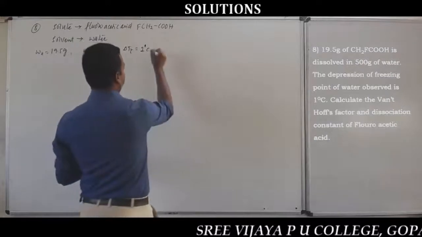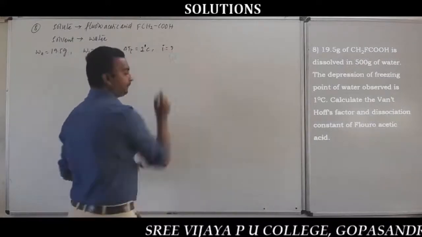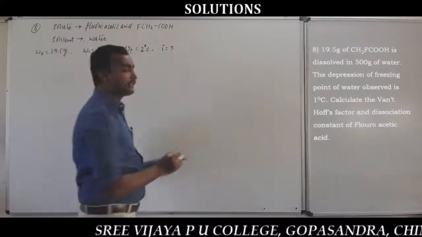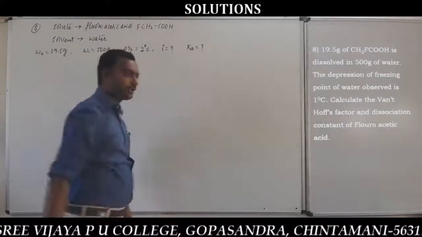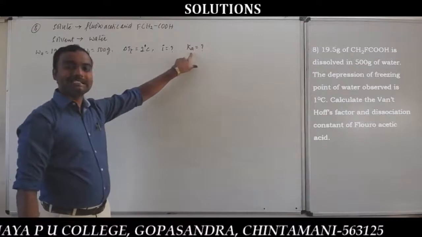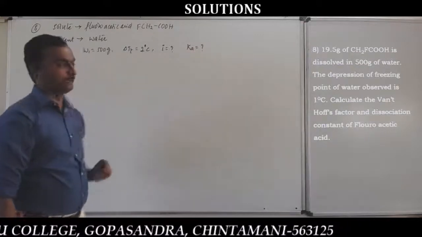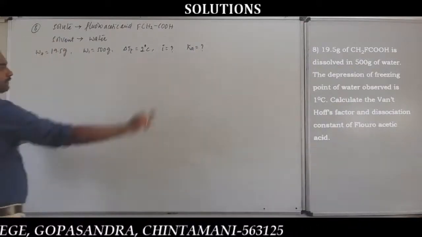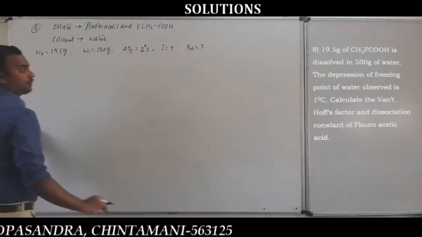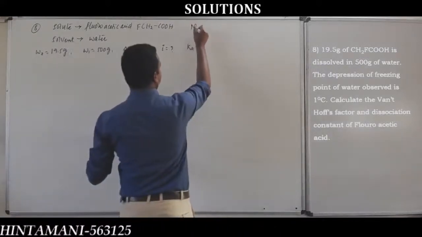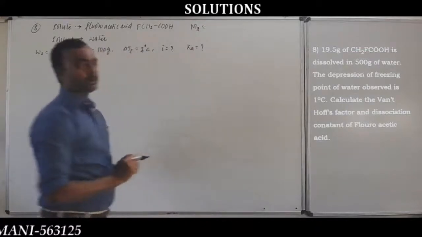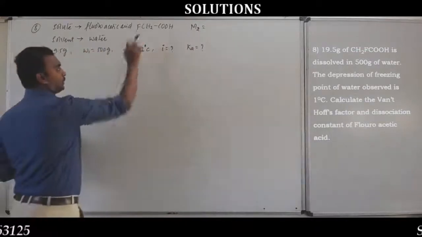Calculate the van't Hoff factor. We have to calculate i, and also we have to calculate the dissociation constant, that is Ka. First, the van't Hoff factor, we have to use the modified equation. Before that, we have to calculate M2, the molar mass of the solute, fluoroacetic acid.